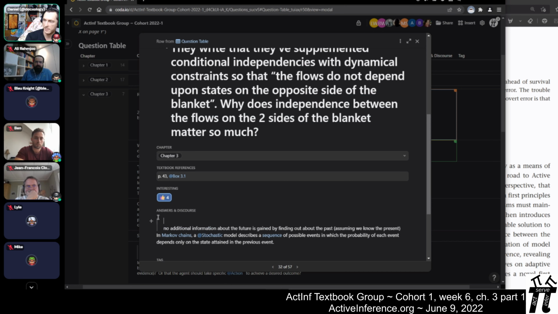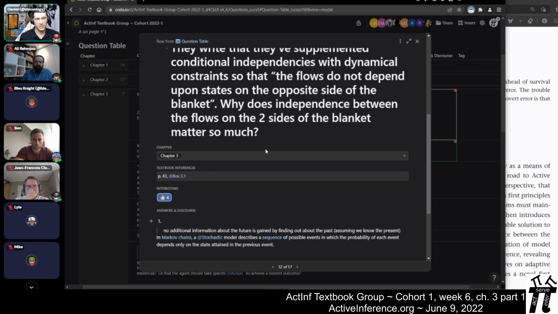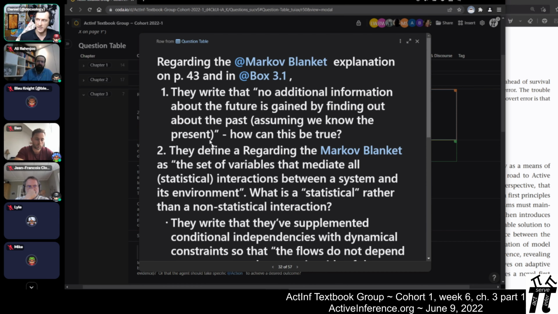All right, great. So, who would like to give a thought on this first question? How can it be true about Markov blankets that no additional information about the future is gained by finding out about the past?